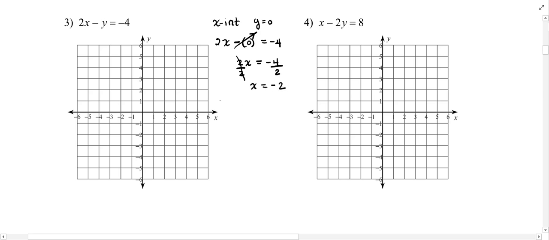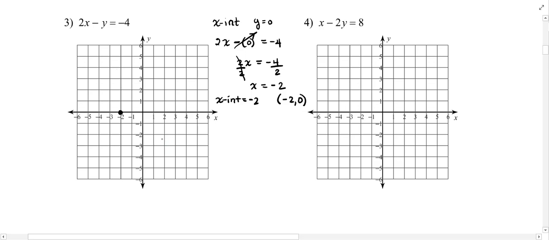So what does this mean? This means that your x-intercept equals negative 2. And if you write this as an ordered pair, it would be (-2, 0). So it would be this point right there.